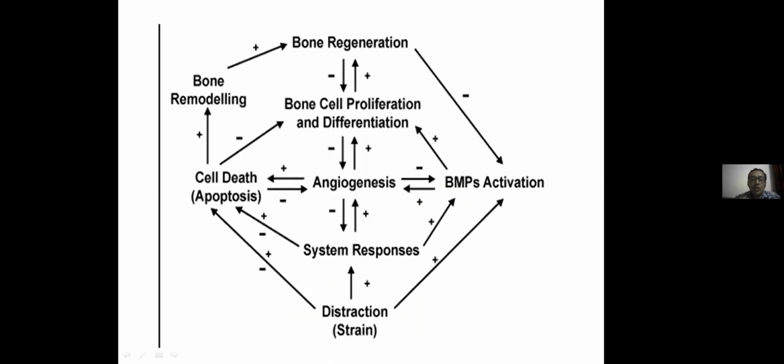Here shows the distraction. After distraction, there is apoptosis, which is also called cell death, and also BMP activation. Some systems are also activated, all of which follow neoangiogenesis. With neoangiogenesis in the metaphyseal region, bone cell proliferation and differentiation occur, and new bone regeneration.